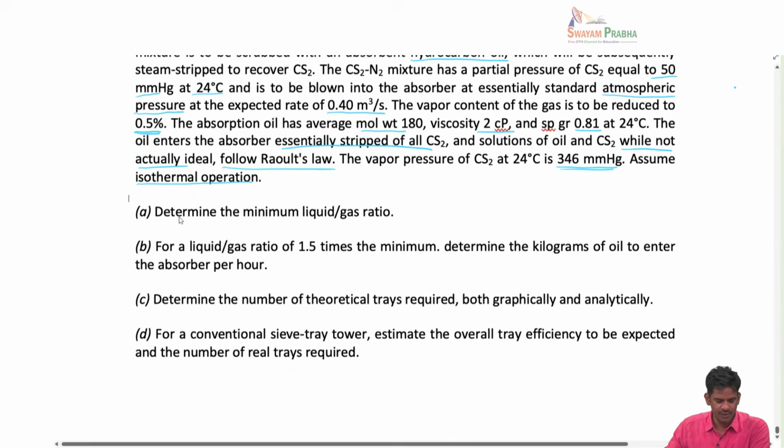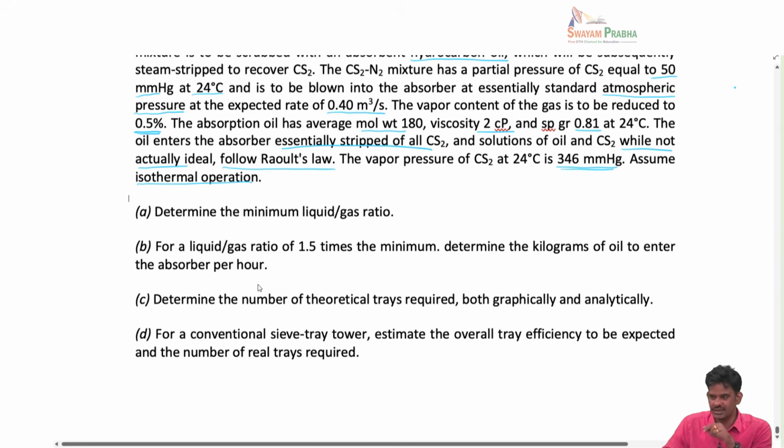So this pretty much defines the entire problem, and there are a set of questions to be answered. For example, determine the minimum liquid to gas ratio. For a liquid to gas ratio of 1.5 times the minimum, determine the kilograms of oil to enter the absorber per hour. Determine the number of theoretical trays required, both graphically and analytically. And finally, for a conventional sieve tray tower, estimate the overall efficiency to be expected and the number of real trays required. The first two parts are something that you have already done for a dilute mixture, where there will be a Henry's law kind of equation and you know how to do it.